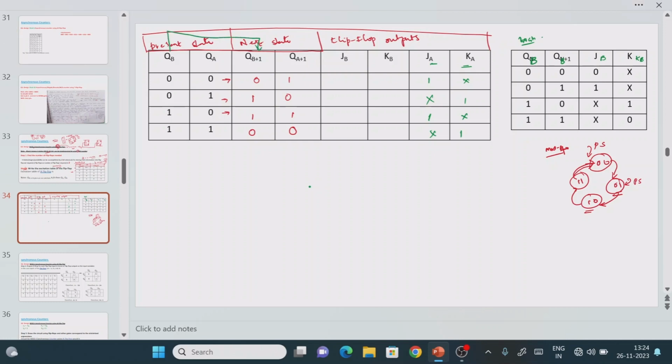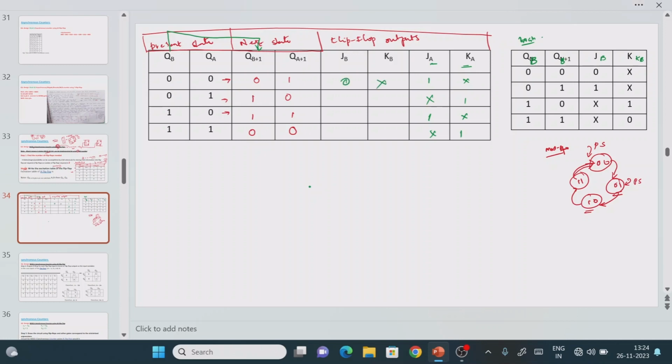So it means that to find out the JB, KB, we need to consider QB as well as QB plus 1. What is the first value of QB? 0, right? What is the QB plus 1 value? 0, right? So go to the excitation table. 0 0 means what is the answer? 0 cross, right? Just write the 0 cross again as JB, KB, right?